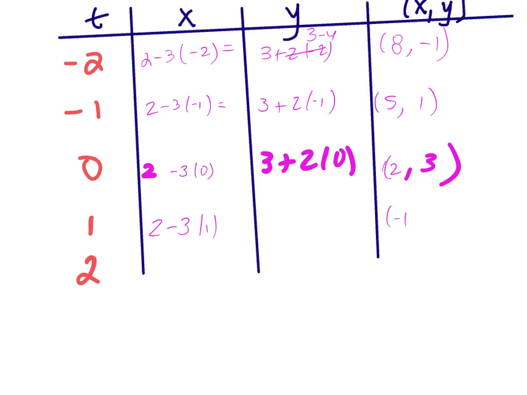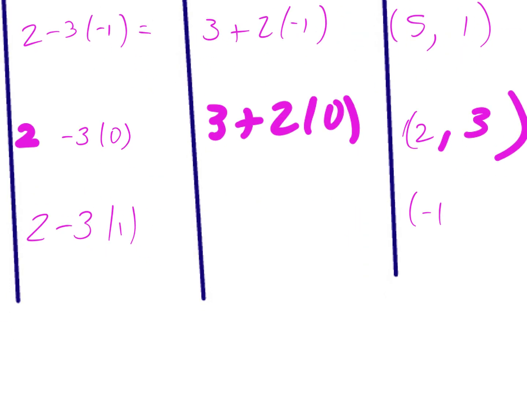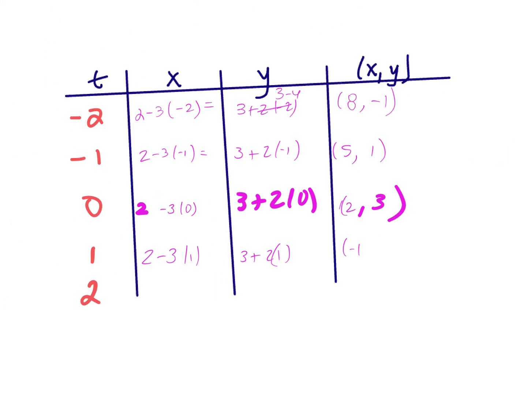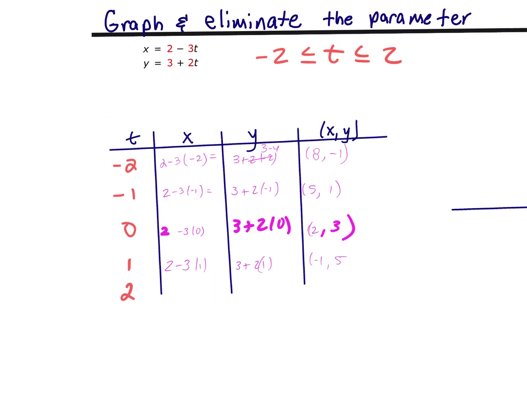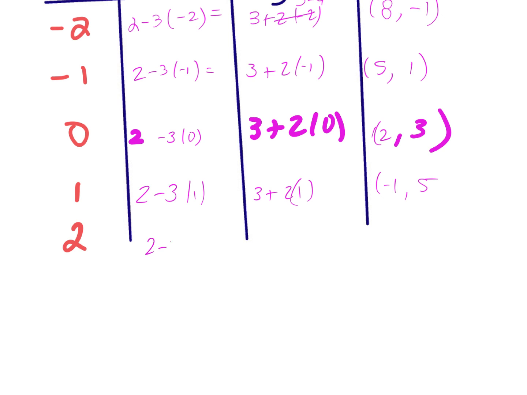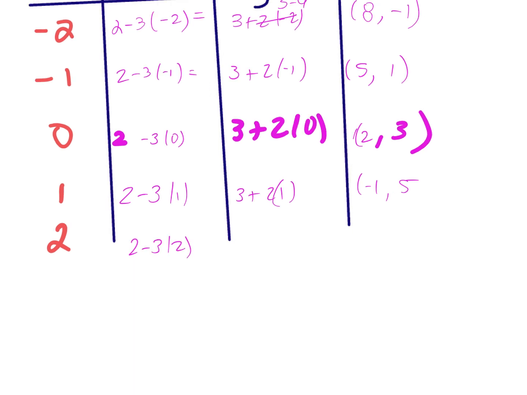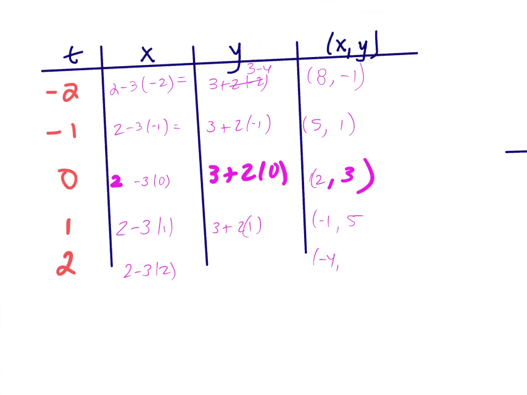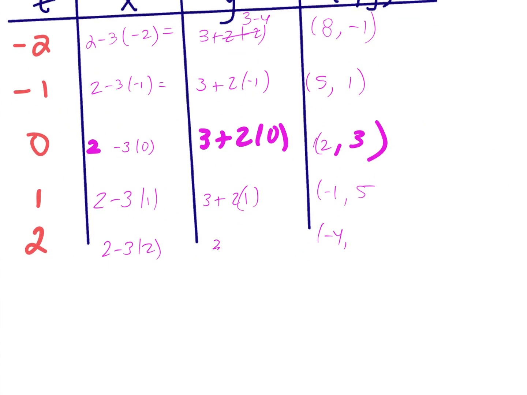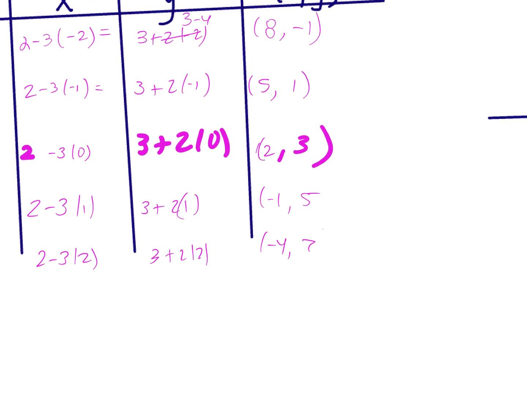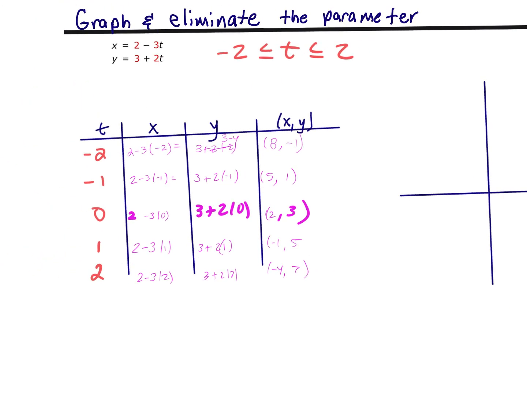Then I have 3 plus 2 times 1, which is 5. And then I plug in the 2, so 2 minus 3 times 2, which is -4. And then I have 3 plus 2 times 2, which is 7. All right. Now, you can use a calculator for all those things. Anybody have any questions about where I got those points?